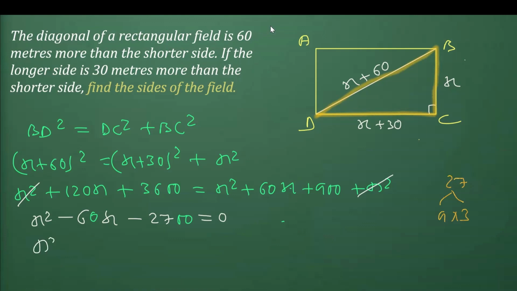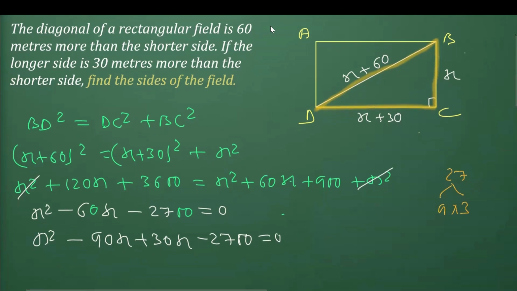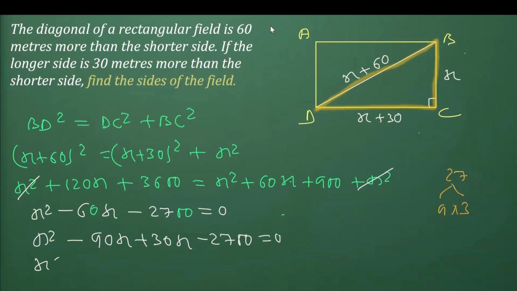So this is x square. As I said, I'm just taking 9. So 90x, as we have ignored the zero temporarily, and this can be written as 30x. Minus 90 plus 30 should give you how much? Minus 60, minus 2700 equals 0. Now check, if I take x common from the first two terms, we are going to get x minus 90. And if you take 30 common, we are going to get x minus 90 equals 0.